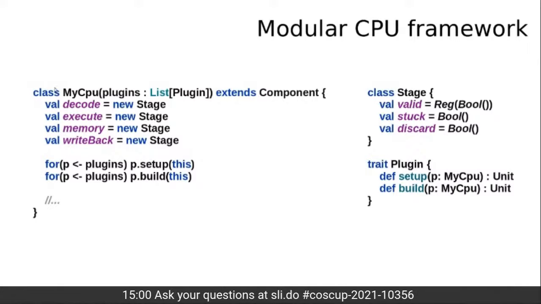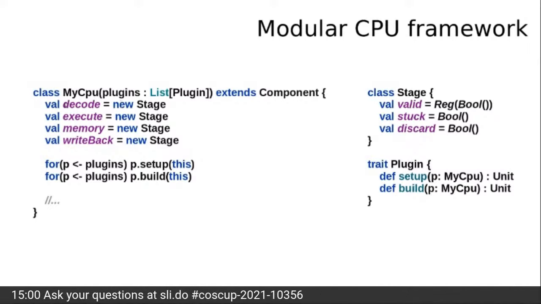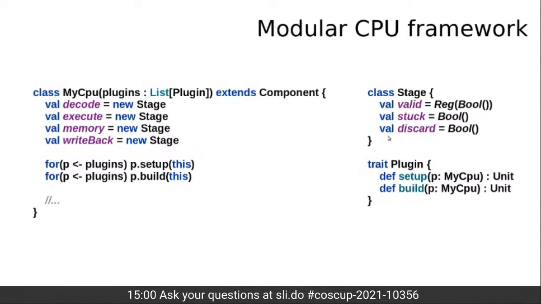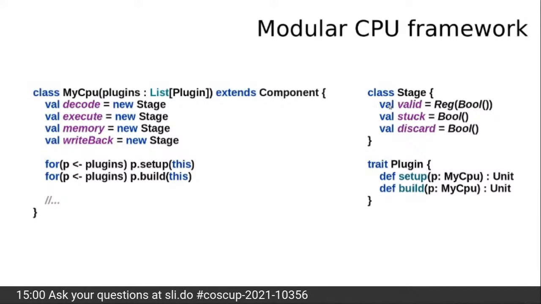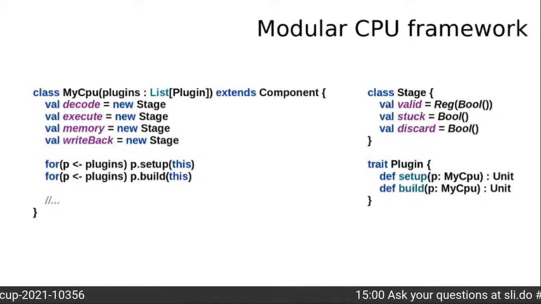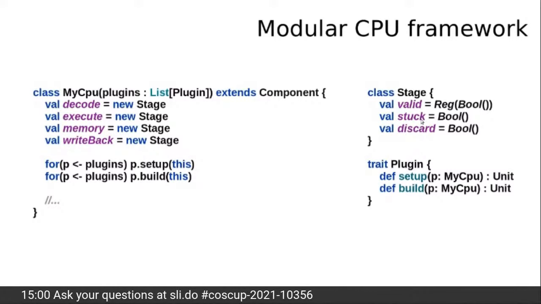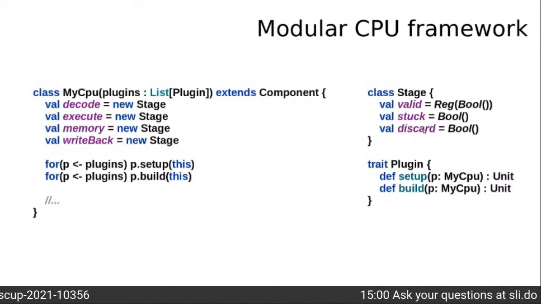And if you go back to the CPU, in the CPU here we have defined 4 stages: decode, execute, memory, write back. And what is a stage? It is a structure which is mostly the arbitration. We'll see later some things added in it, but it's mostly the arbitration. Like, is an instruction valid in the given stage? Is the given stage stuck by some side effect? Should the current stage be discarded because some instruction downstream cancelled it?